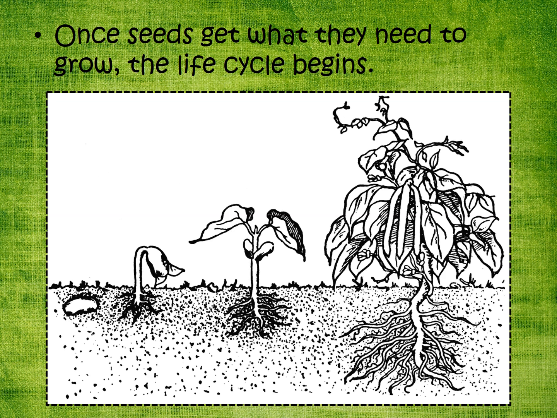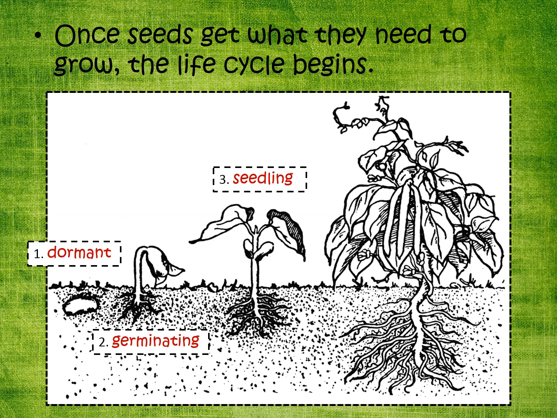So once seeds get what they need to grow, the life cycle begins. If you look at this image, you can see an example of each stage in a plant's life cycle. So the first stage is dormant, then germinating, 3, a seedling or a small plant, and 4, a mature plant or a full-grown plant. So pause the video here and label the chart in your notes with each stage in the plant's life cycle.